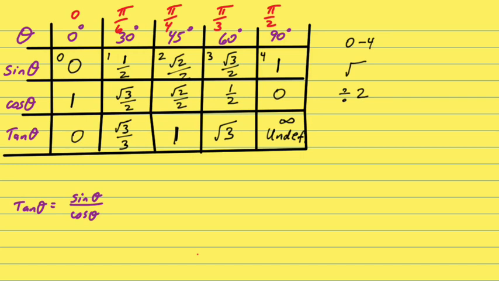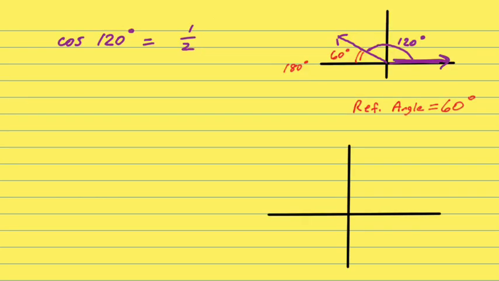Anyway, if you know your trig values in your first quadrant, you can always use those combined with your reference angle to find the trig in any quadrant. So my reference angle's in red. It always goes from the terminal side to the x-axis and is always acute. So if my angle is 120, my reference angle is 60. I look up the cosine of the reference angle and I get a half.